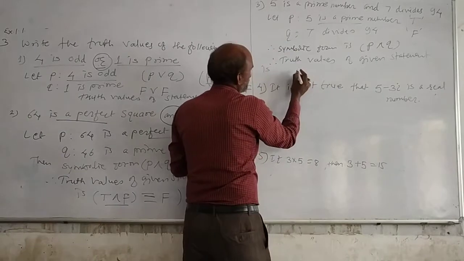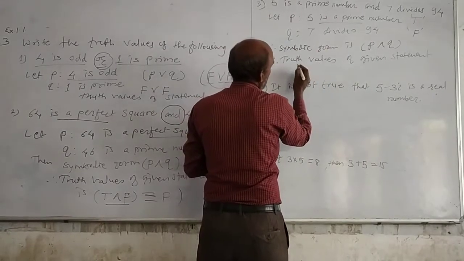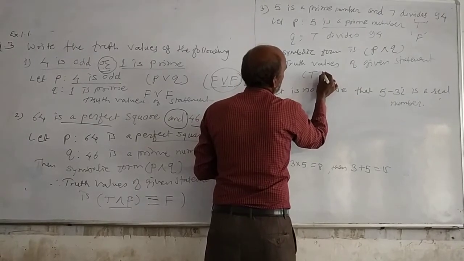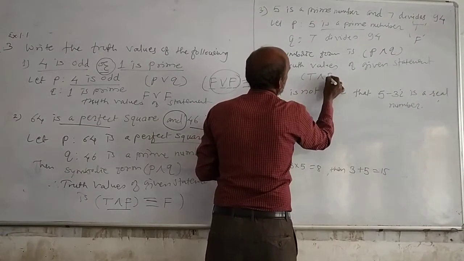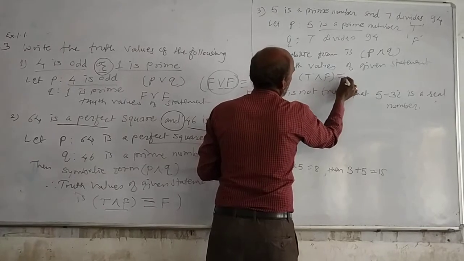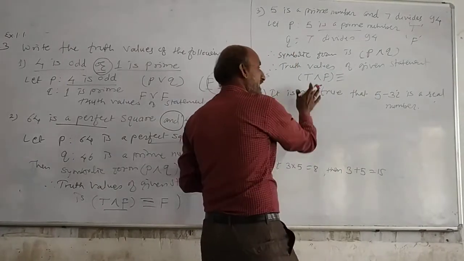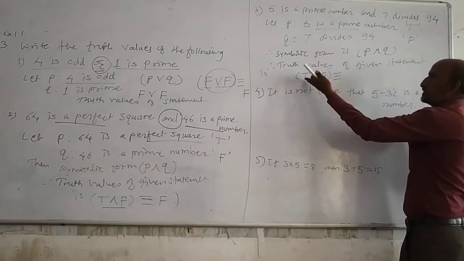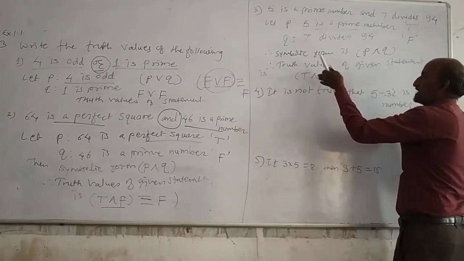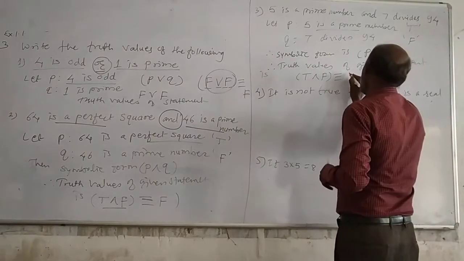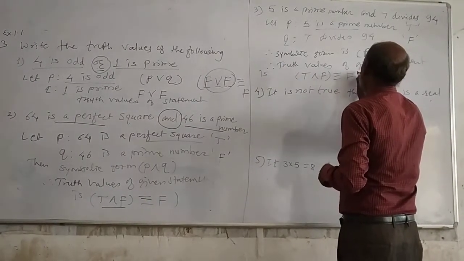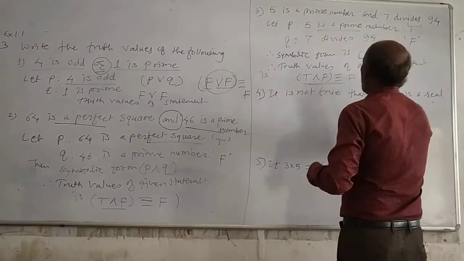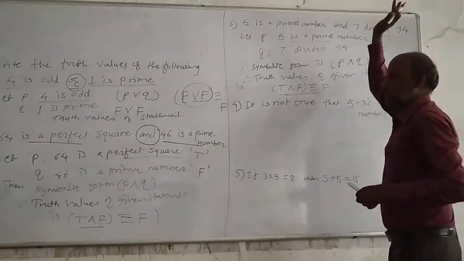Then here, truth values of the given statement: first statement true and second statement false. That is equivalent to, again remember the rule of AND. Suppose first statement is true and second statement is false, then it is false. This is the truth value of the given statement.